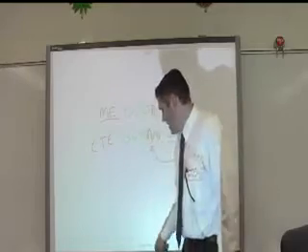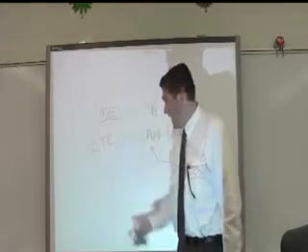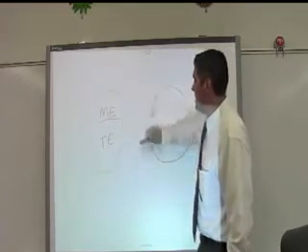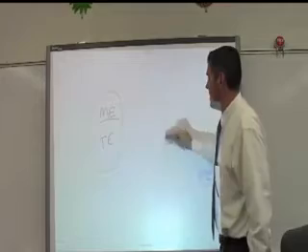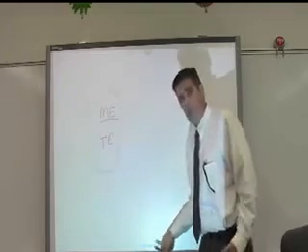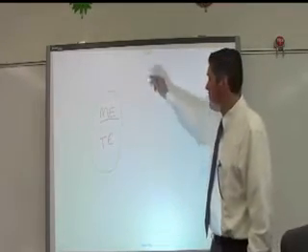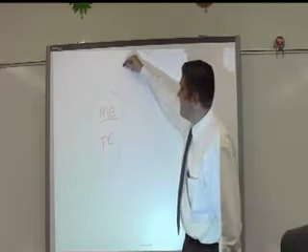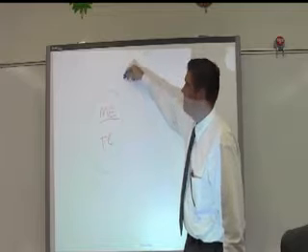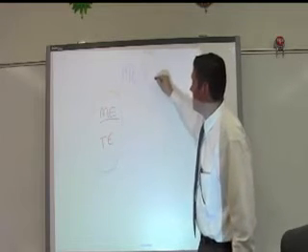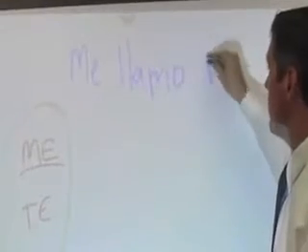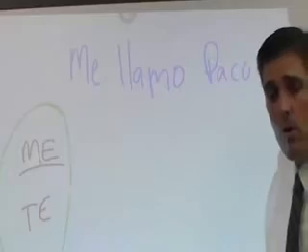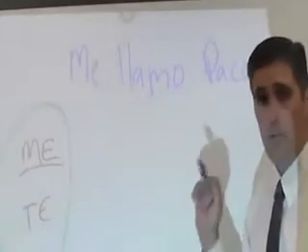Now we also use the same me and te, as long as we're reviewing Spanish 1 here. We also use that same me and te when we're talking about what you call yourself, what your name is. Now, I got to change away from that green. I think it's too light. If we just say, me llamo Paco. Excuse the terrible handwriting. It's early in the morning. Me llamo Paco.